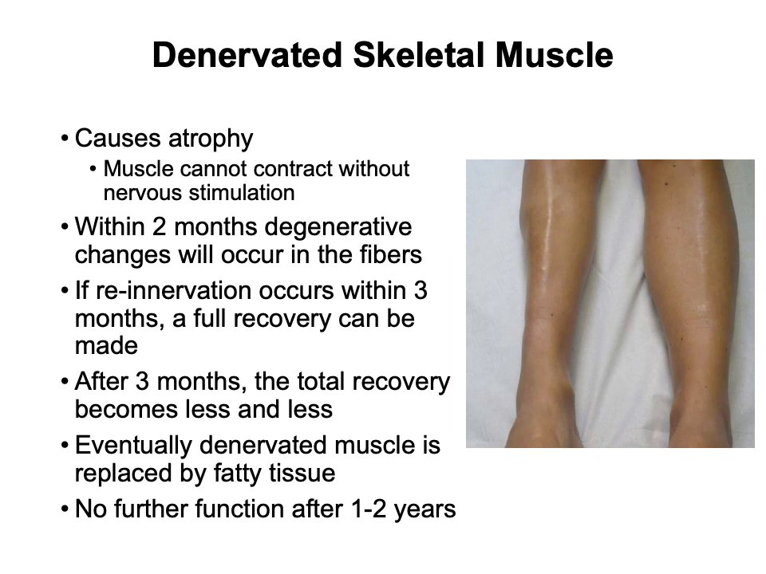What happens when skeletal muscle is denervated? Well, it's going to cause atrophy. A muscle cannot contract without nerve stimulation. Atrophy can happen with subluxations if a neuralgia is significantly limiting nerve stimulation to certain muscle cells. Within about 2 months, degenerative changes will start to occur in the muscle fiber. If reinnervation occurs within 3 months, a full recovery can be made. After about 3 months, the total recovery becomes less and less, and eventually denervated muscle is replaced by fatty tissue.